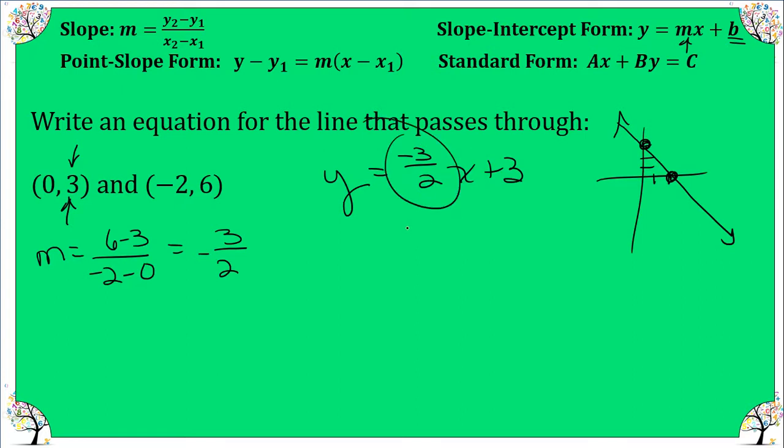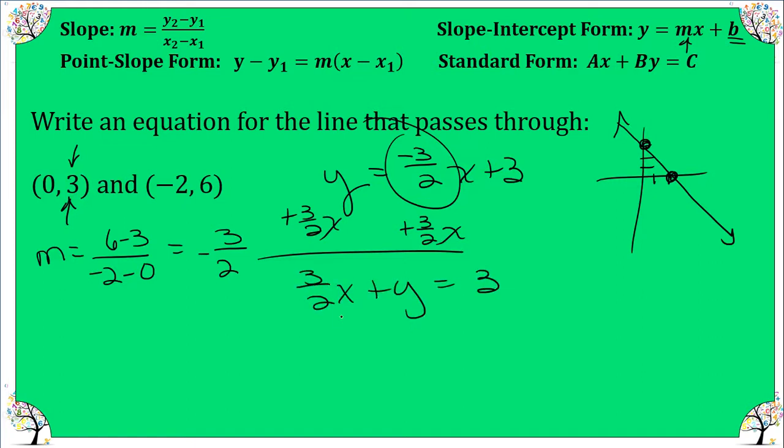Now, let's put this in standard form. I'm going to add 3 halves x to both sides. That gives me 3 over 2 x plus 1y equals 3. Again, I can't leave this as a fraction, so I'm going to multiply by 2. The 2's cancel. I have 3x plus 2y equals 6.